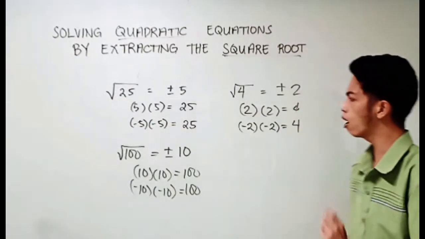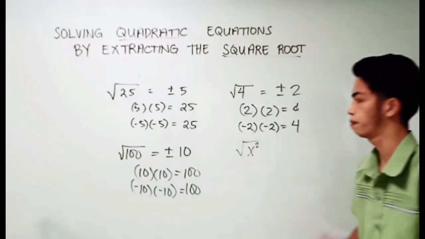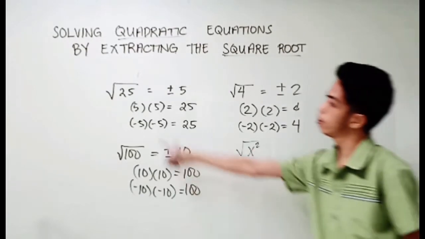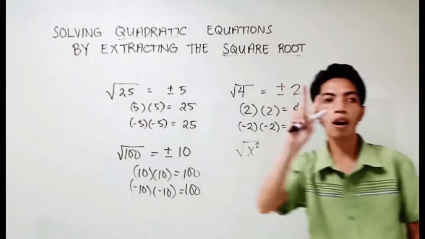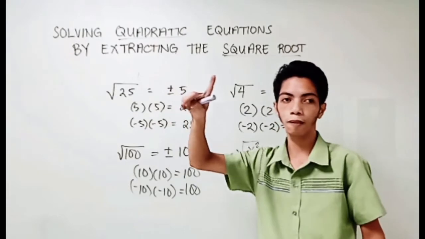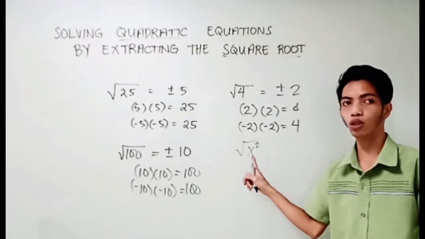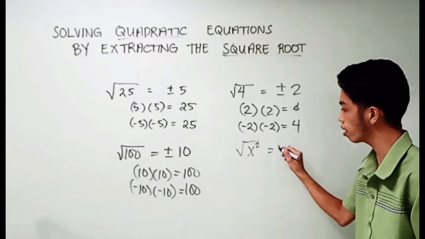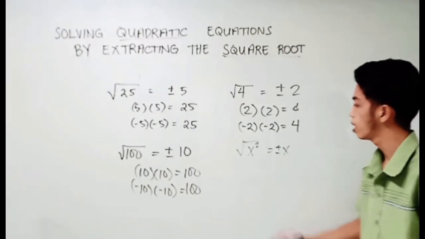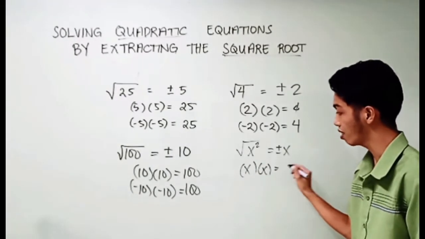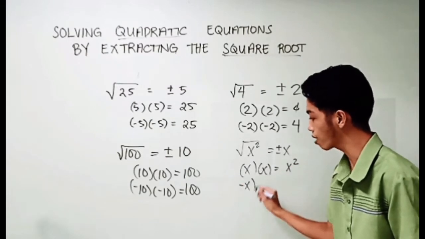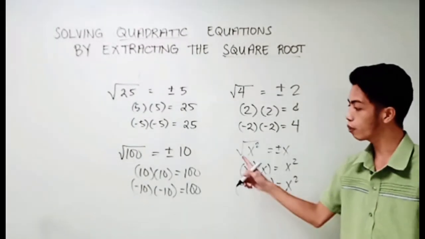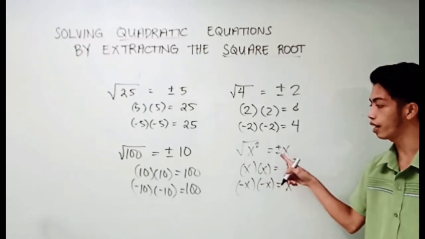Another one. How about the square root of x squared? Okay? Kung babalikan natin, ang sabi, ang square root ng isang value ay dalawang number na kapag pinag-multiply mo, ito din yung sagot. So, dito makikita ko na yung x squared, alam ko na ang square root niya ay x. O positive or negative x. Bakit? Kasi x times x is x squared. And then, negative x times negative x is equal to x squared. So therefore, the square root of x squared is positive or negative x.